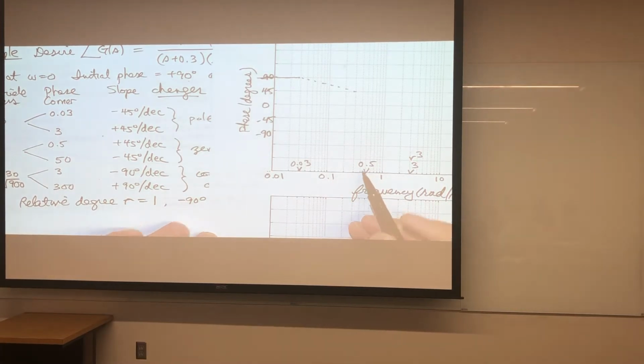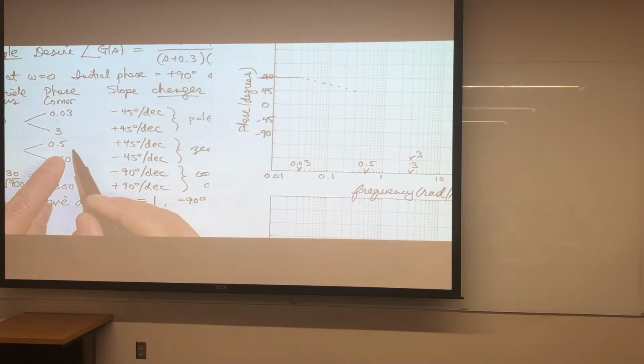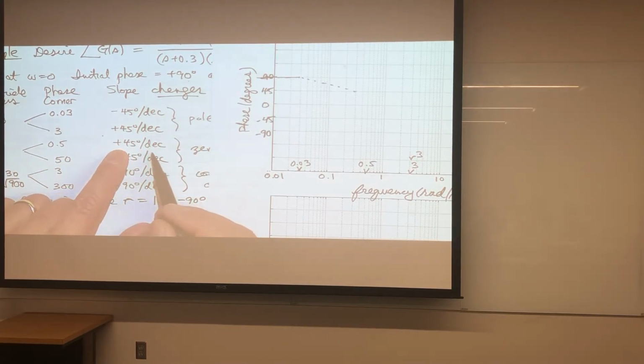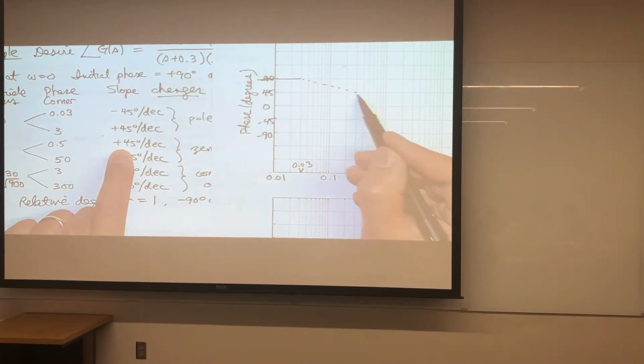The next corner is 0.5, so I got to find 0.5 in my table and see 0.5 is, oh, a plus 45 degree change. So that means the new slope is going to be flat like this.